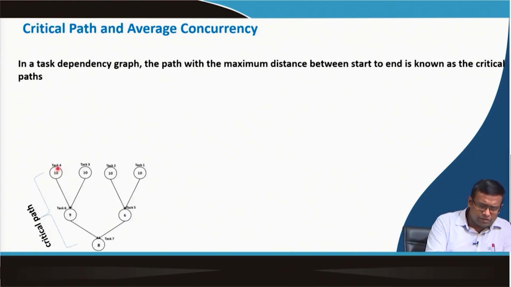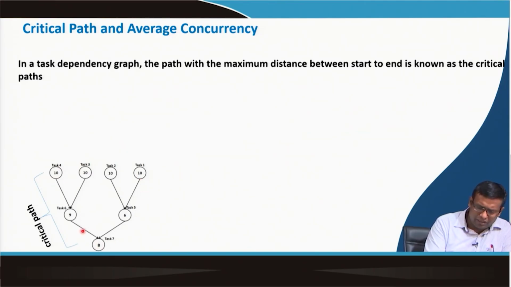So, if we ask what is the first task and what is the last task, and the maximum distance, that means as many tasks as possible in between, from first to last. What is the total maximum number of tasks covered and the total weightage among them? This distance, from first task to last task, is the maximum distance possible here. This is called the critical path.